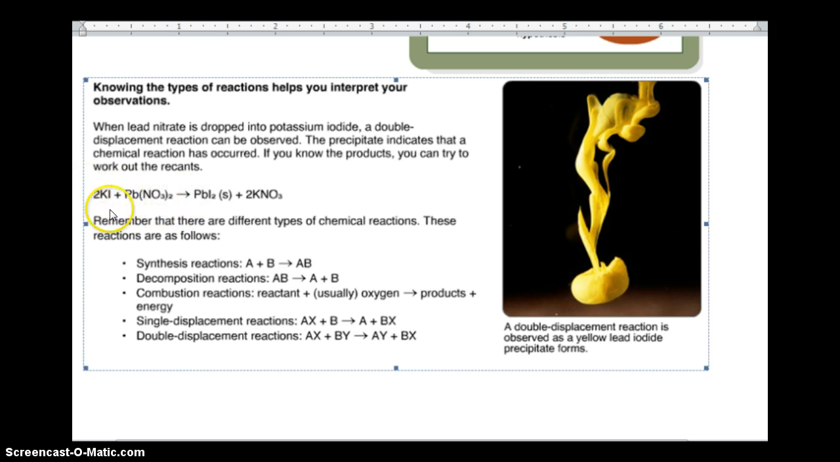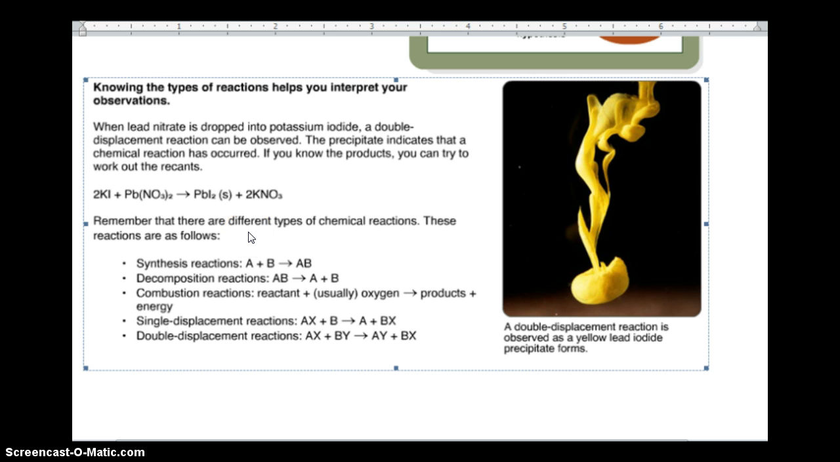They're going to switch partners. The K was with the I. Now the K is going to go with the nitrate, and the I and the Pb, lead, are going to go together. So we have 2 things switching places, which is why it's a double displacement reaction. Over here, they put that S in parentheses. What do you think that S means? It means that it made a solid. A lot of times in double displacement reactions, you will see a solid, and you show that by putting an S in parentheses.